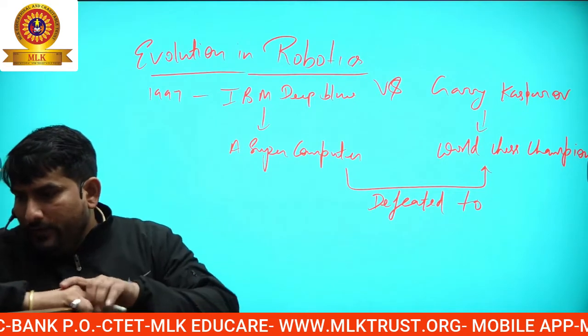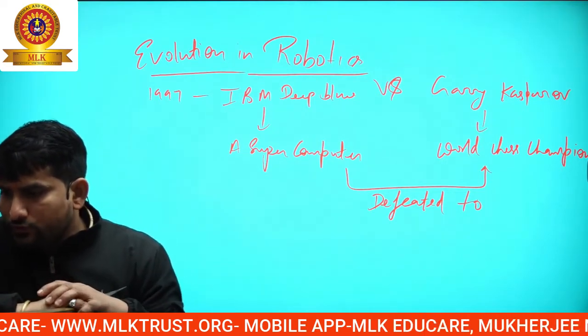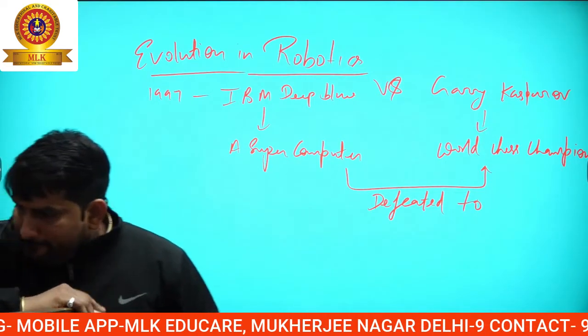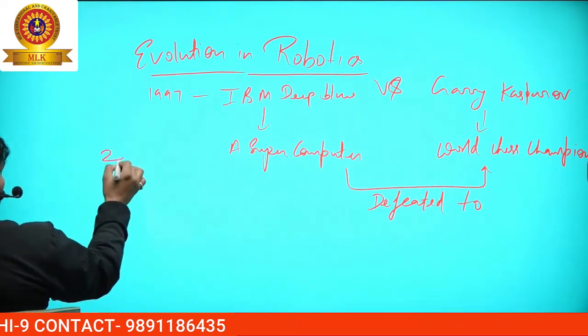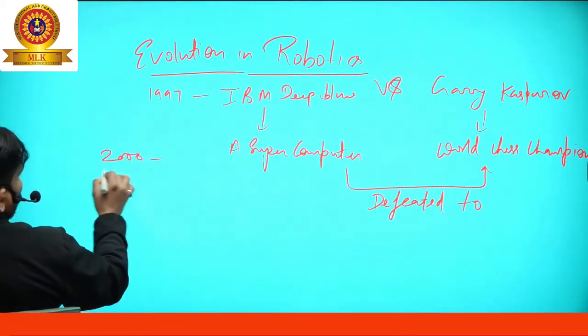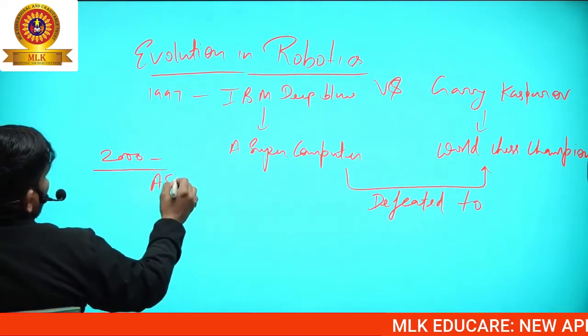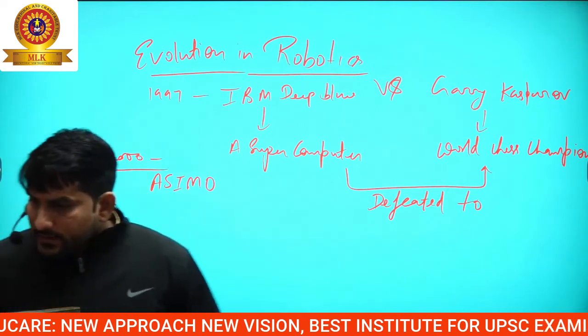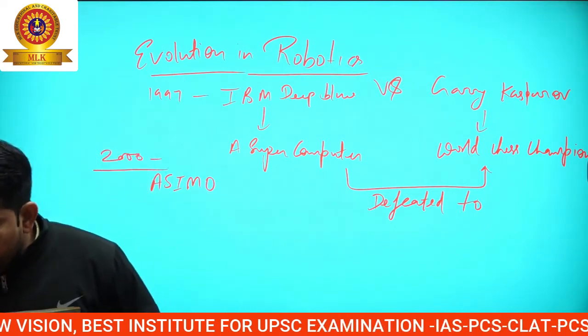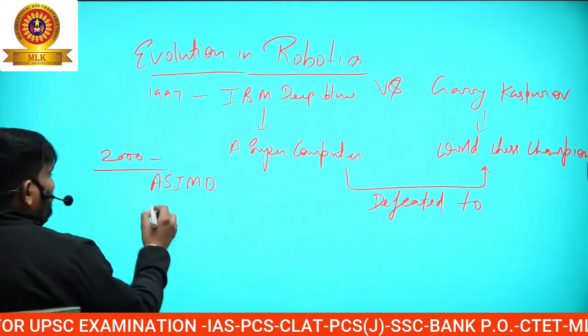ओके, फिर in the year of the 2000, there is a robot named the Asimo, which stands for the Advanced Step in Innovative Mobility.